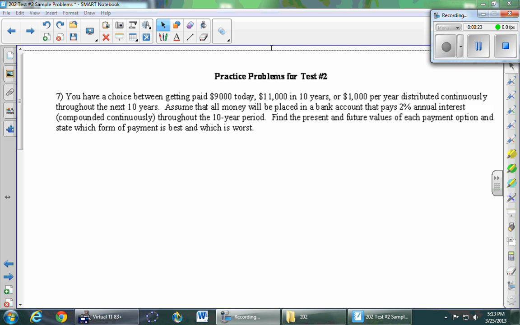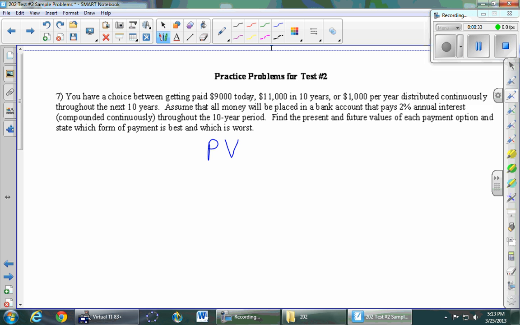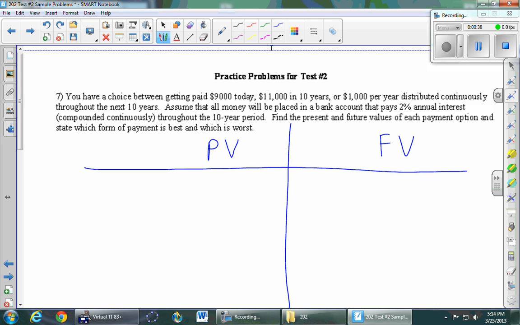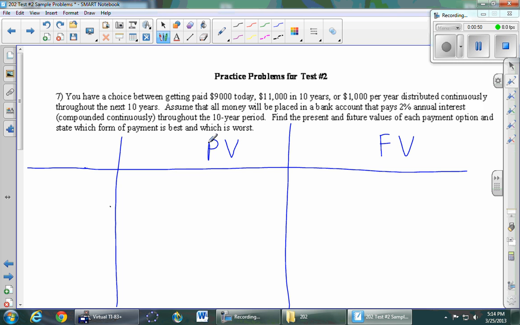Find the present and future values of each payment option and state which form of payment is best and which is worst. So we're going to go ahead and make a table here. We're going to calculate the present value and the future value for each of these 3 options. So the first one we'll do is going to be the $9,000 today. Oops, one more column here. Okay, so the first one is $9,000 today.